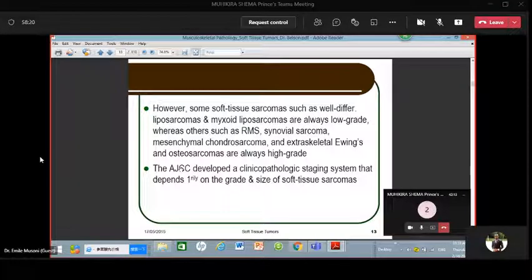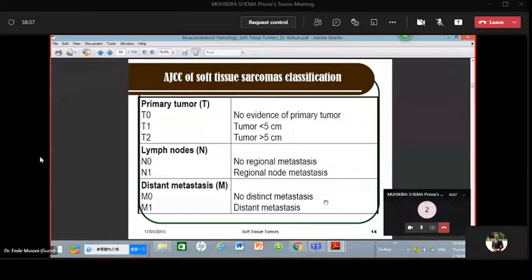The American Joint Committee on Cancer developed the clinical staging system that depends primarily on the grade and the size of the soft tissue tumors. This one we see in practice. This is how the American Joint Committee on Cancer describes the primary tumor, lymph node, and distant metastasis. This one is general, I have seen it in general pathology. T1 tumor inferior to 5 centimeters, T2 superior to 5 centimeters, N0 no regional metastasis, N1 lymph node metastasis, M0 no distant metastasis, M1 distant metastasis. But remember that those metastases can be detected through radiodiagnostics.